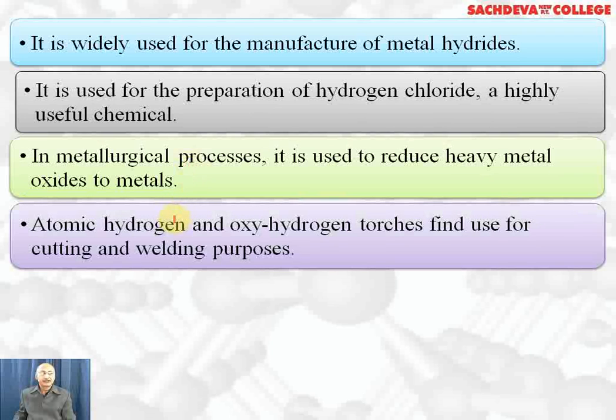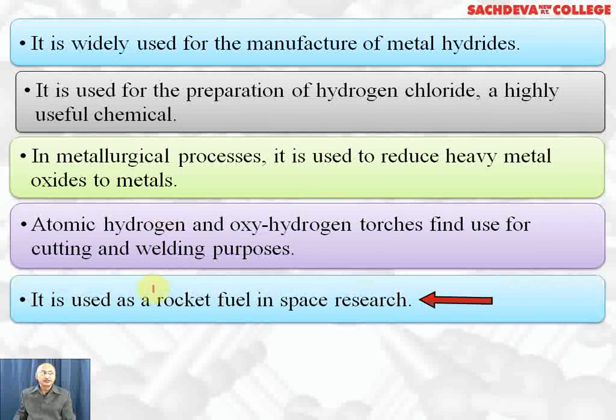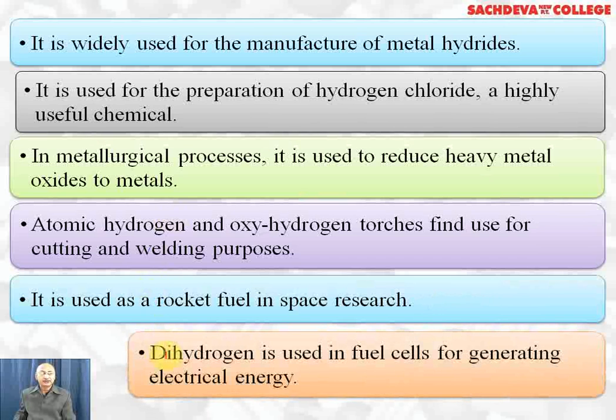Atomic hydrogen and the oxyhydrogen torch find use in cutting and welding purposes because the temperature is very high, 4000 to 5000 degrees centigrade. It is used as rocket propellant in space research. Dihydrogen is used in fuel cells for generating electrical energy. It does not create pollution and its efficiency is high. And even the water formed in a fuel cell can be used by astronauts for drinking purposes. And even this water formed can be photoelectrolyzed into hydrogen and oxygen, which can be reused.